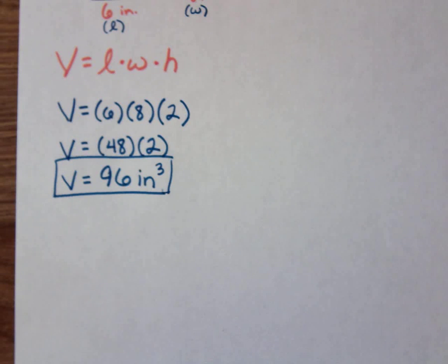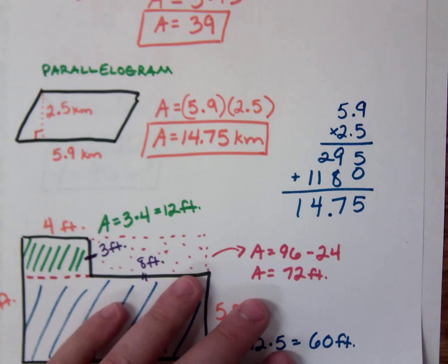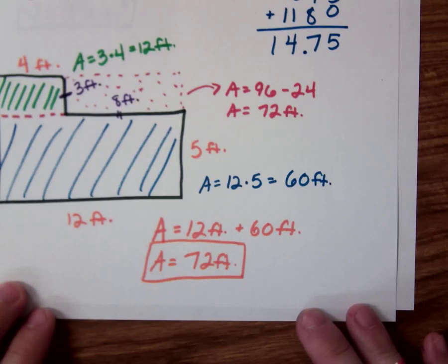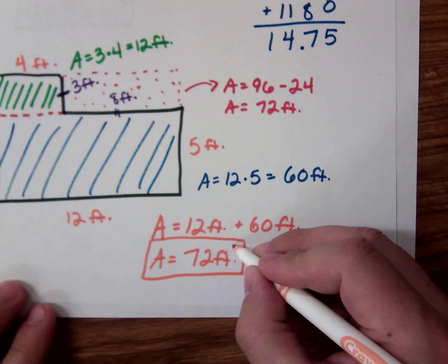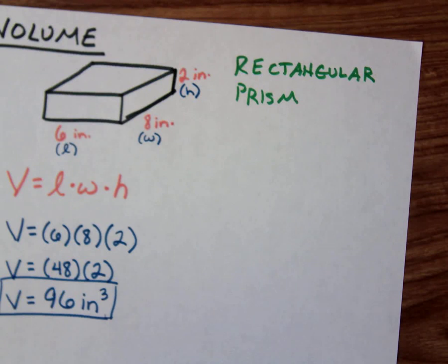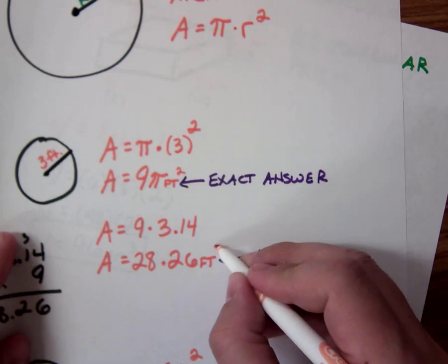You know what that means? Means we forgot something on our area answers. Because if I go back and look at the area answers on the parallelogram, we just put kilometers. That wasn't really kilometers, was it? It should be square kilometers. That wasn't really 72 feet. It was 72 square feet. Our circle wasn't 9 pi feet. It was 9 pi square feet, or 28.26 square feet.